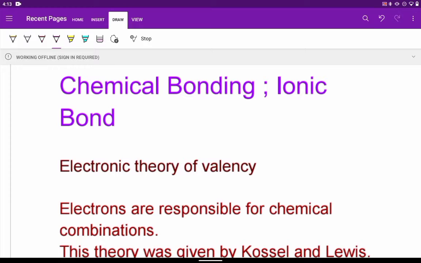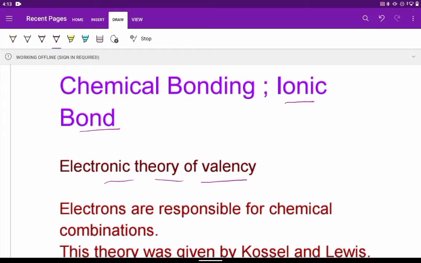Today we will be dealing with a topic which I have already started, that is chemical bonding, and today we will be dealing with ionic bond, that is a type of chemical bonding. Before we go to ionic bond, let us understand about the electronic theory of valency.